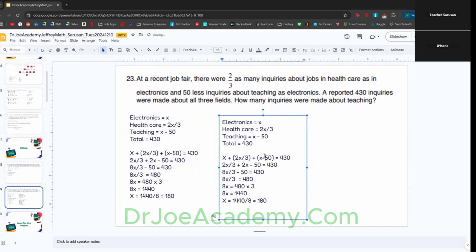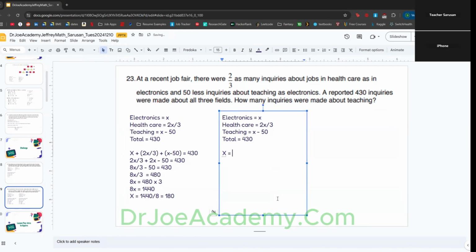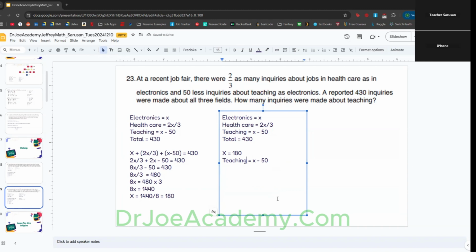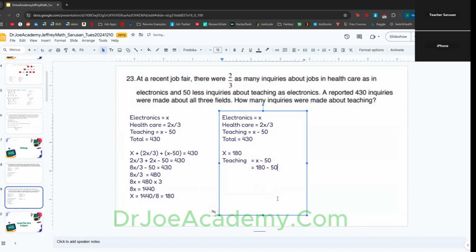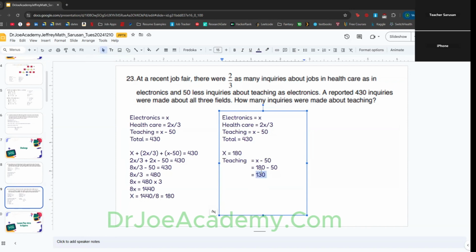Let's move this here. All right. Where are we at? X equals 180. Teaching equals 120, or 130? Oh no, that's teaching. Sorry, I was thinking about healthcare. Yeah, 130. The question says, how many inquiries are made about teaching? So we just have to find teaching only. So teaching equals 130, which is absolutely correct. Very nicely done.